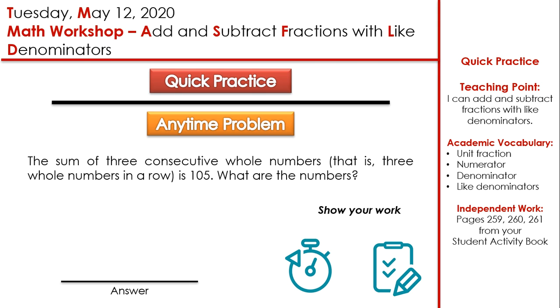Alright? So in our quick practice for today, we have an anytime problem. This is basically a problem just to play a little bit with math. So let's see. The sum, that is to say the total, of three consecutive whole numbers, that is three whole numbers in a row, let's say 2, 3, 4, or 25, 26, 27, is 105. So what are these numbers?